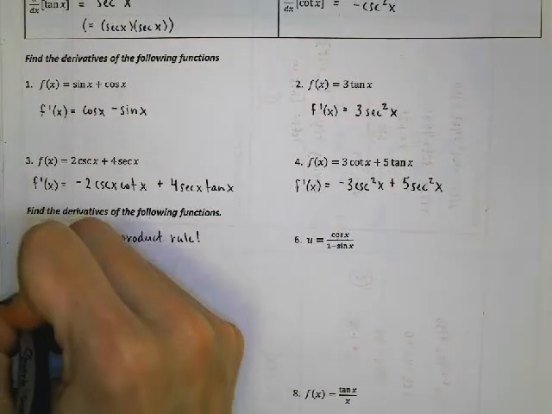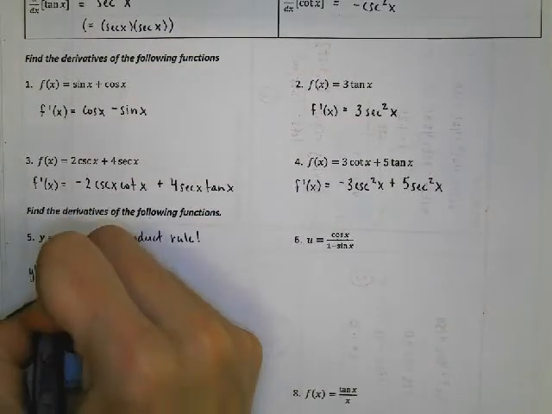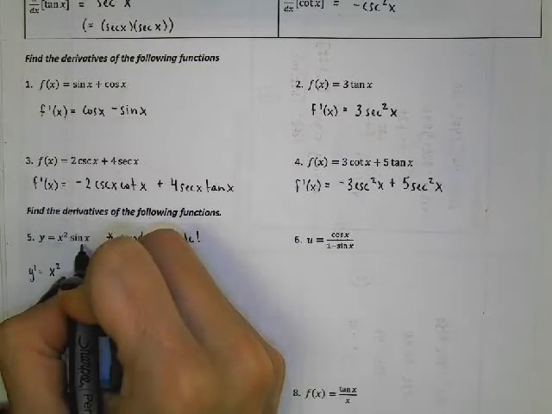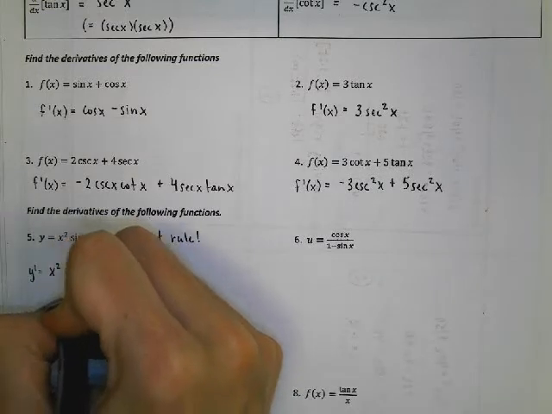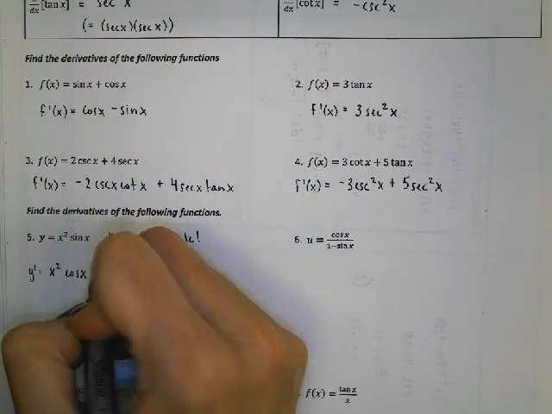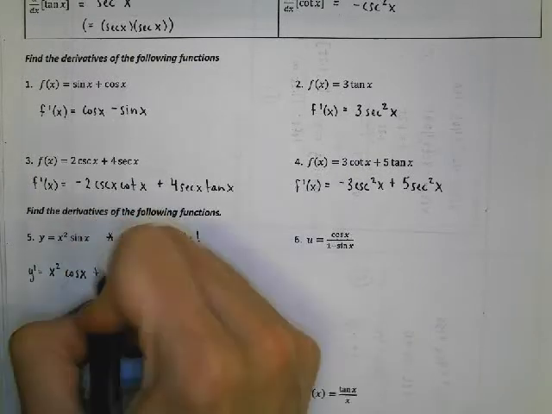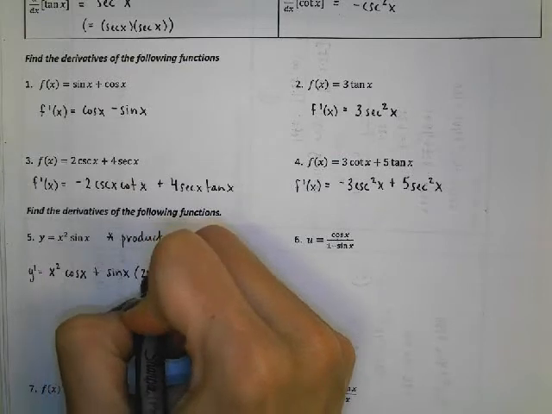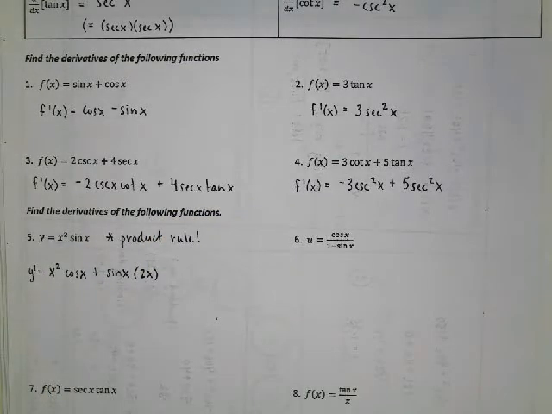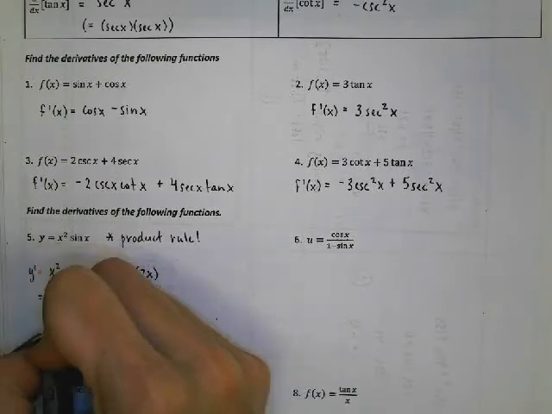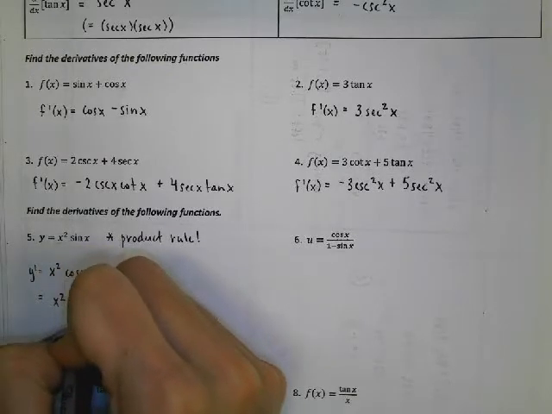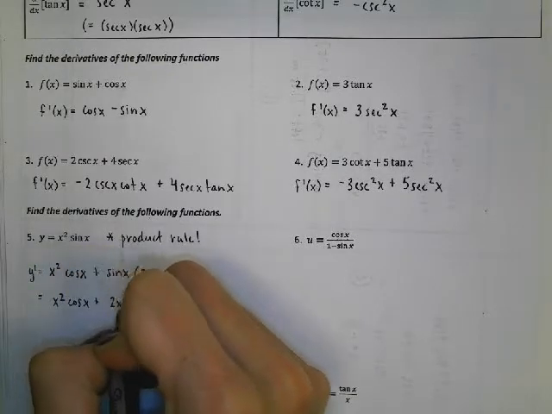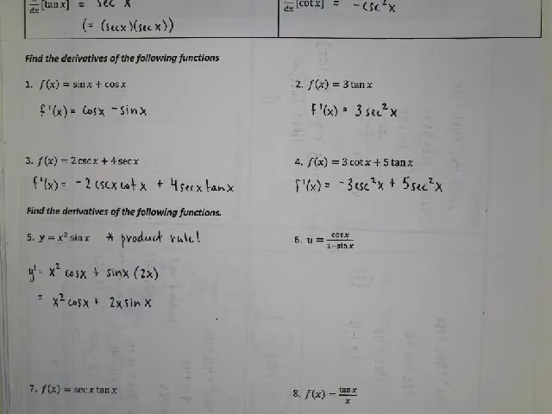Okay, so y prime is equal to my first factor, x squared, times the derivative of sine x, which is cosine x, plus my second factor, sine of x, times the derivative of my first, or 2x. And so there's not much I'm going to do to that, except I'm going to move my 2x in front for my second term. So my derivative is x squared times cosine of x plus 2x times sine of x.